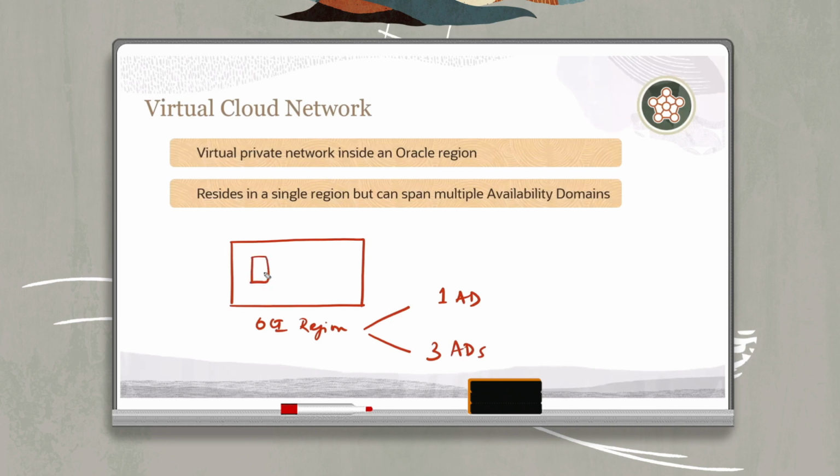Now, in case it has 3 availability domains, let's say this is AD1, AD2, and AD3. The VCN is going to reside in a single region. So VCN is a regional construct. It will always reside in a single region. But it can also span across multiple availability domains in case of a multi-AD region. So when we create a VCN, it can span multiple availability domains.